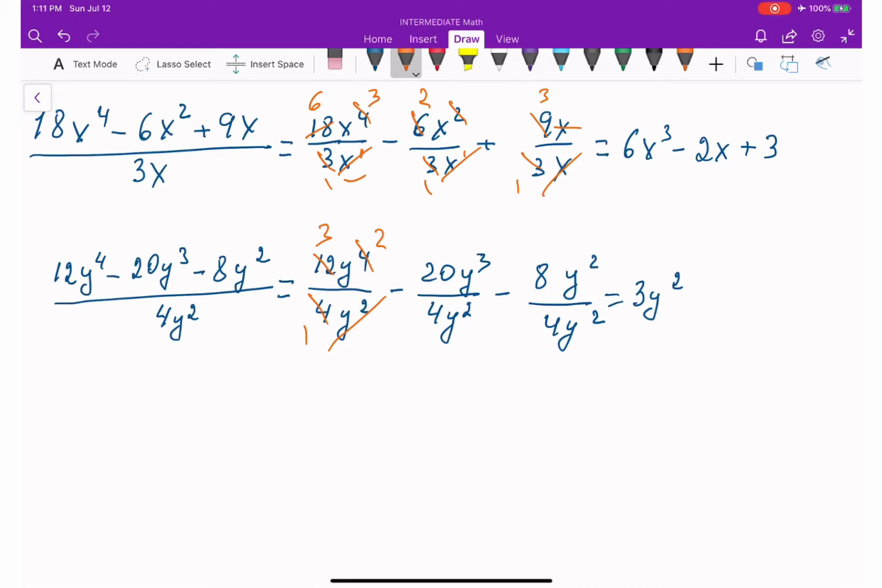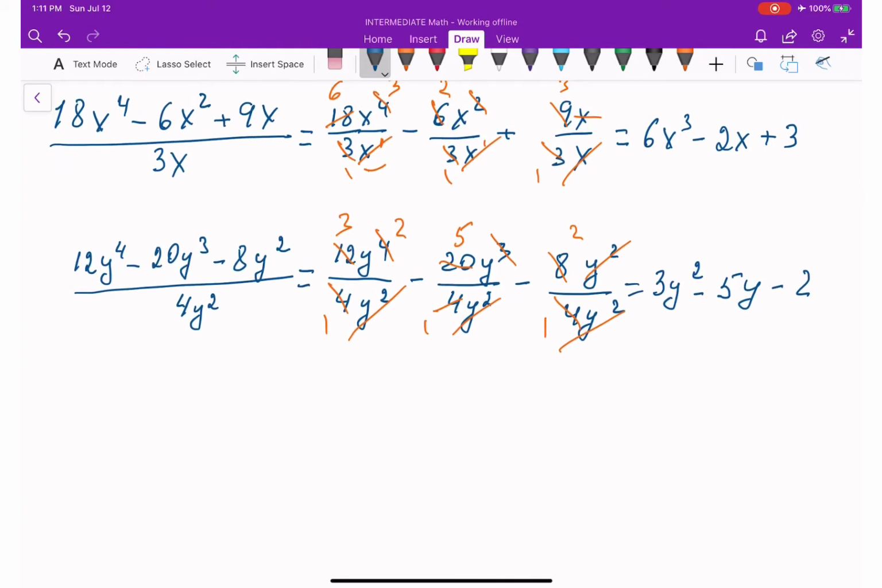Y cubed over y squared. Y squared is gone. Cube also will become 1, right? 4 and 20 will be 1 and 5. So we have minus 5y. On the top, y survived because 3 minus 2 is degree 1. So 1y survived. Next, 8y squared over 4y squared. Now here we are cancelling. And 4 and 8, this is 1, this is 2. Okay, minus 2.